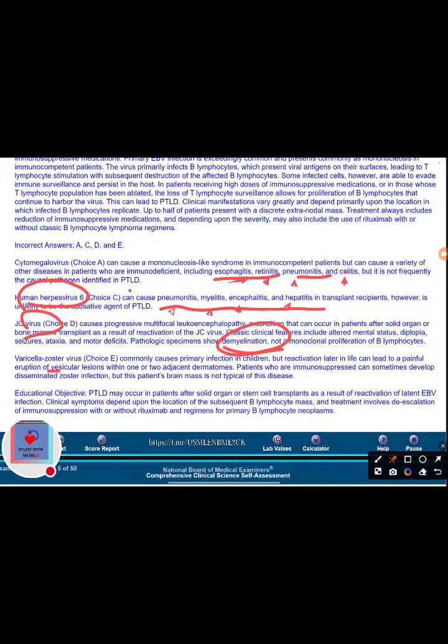Educational objective: PTLD may occur in patients after solid organ or stem cell transplant as a result of reactivation of latent EBV infection. Symptoms depend upon the location of the subsequent B lymphocyte mass, and treatment involves de-escalation of immunosuppression with or without rituximab and regimens for primary B lymphocyte neoplasms.